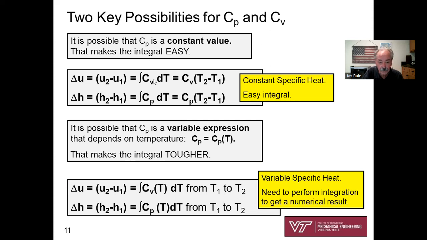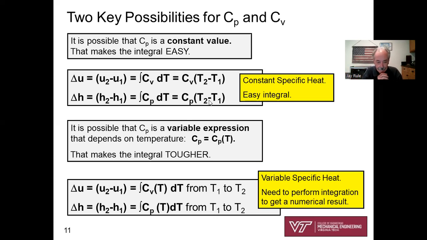Because if we look at our integral equation for delta U, the integral of CV dT, if CV is a number, I can pull it out of the integral, and I've got delta U is CV times delta T. Easy. And for delta H, pull that out of the integral. Delta H is simply CP, a number, times delta T. Easy, easy, easy. That's what we're praying for.